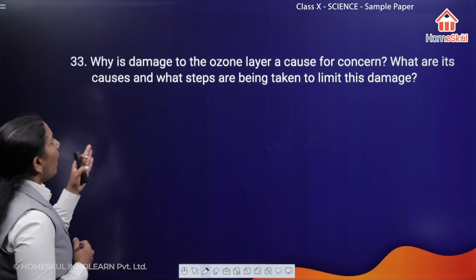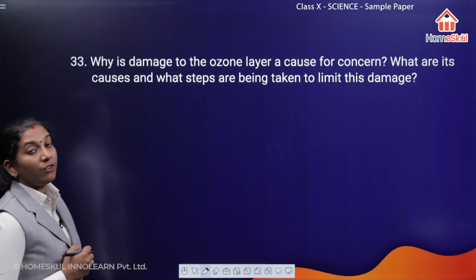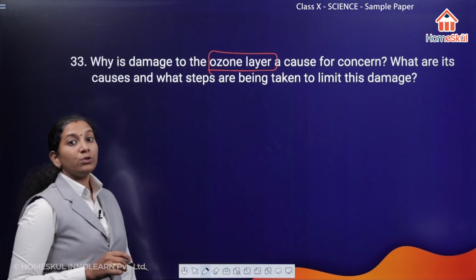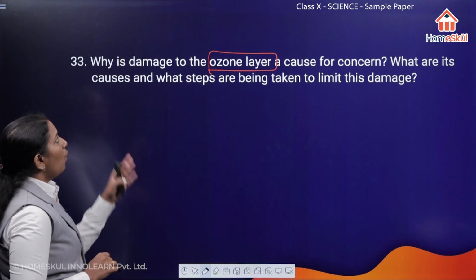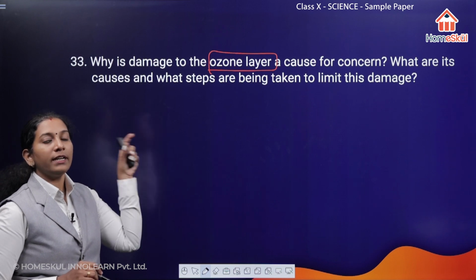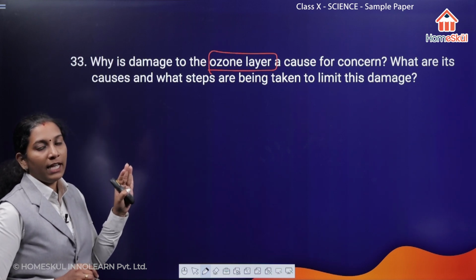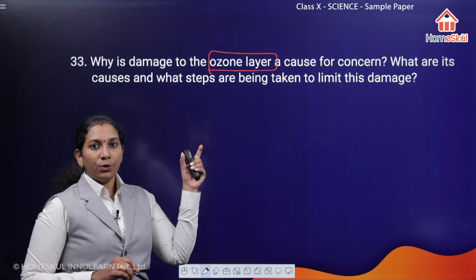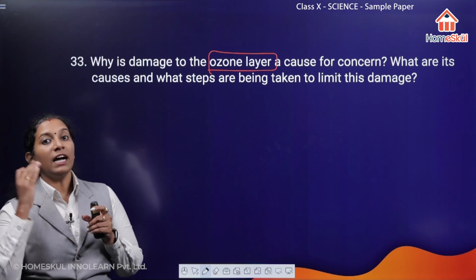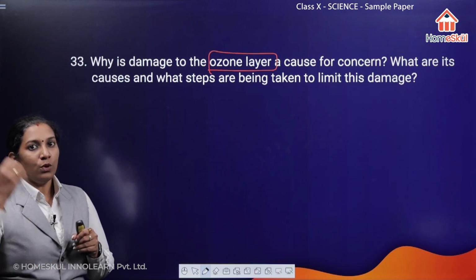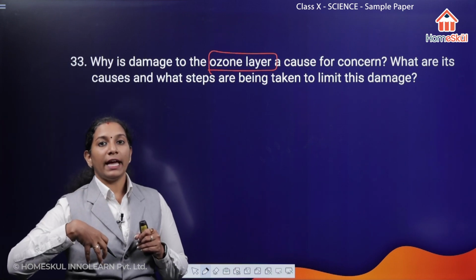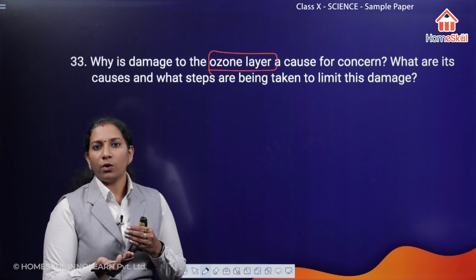Then, why is damage to the ozone layer a cause of concern? You know very well about the ozone layer and ozone layer depletion too. So why is the damage of the ozone layer a cause of concern? Yes, of course it is, because this ozone layer acts as a protective layer on Earth's surface, to protect us from the harmful UV radiations, right? The sun produces certain harmful UV radiation. That radiation affects the human body as it causes skin cancers and the like.